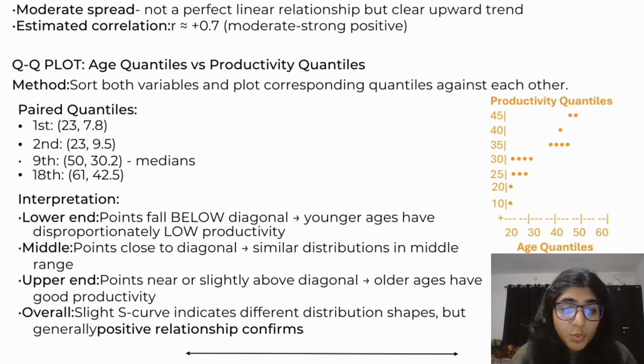So the interpretations are: first is low end, that is points fall below diagonal, that is younger ages have approximately low productivity. The middle has points close to diagonal, that is similar distribution in middle range. Upper end, we have points near or slightly above diagonal, that is older ages have good productivity. So the overall interpretation is slight S curve indicates different distribution shapes, but generally positive relationship confirms. And this is our quartile plot you can see in the diagram.